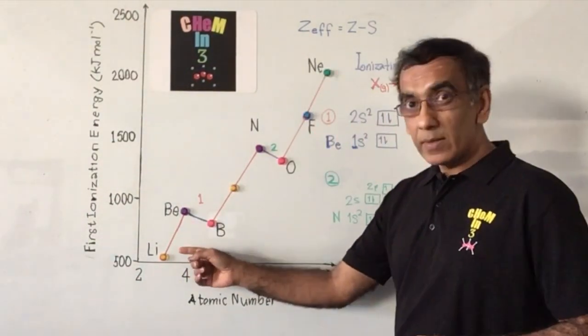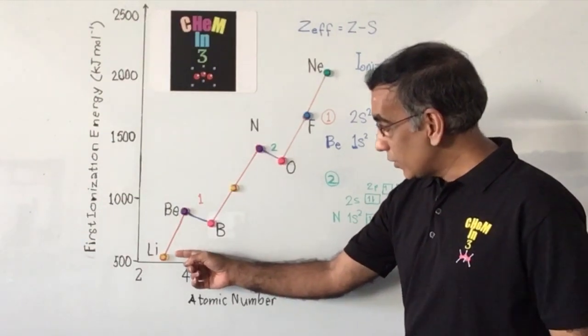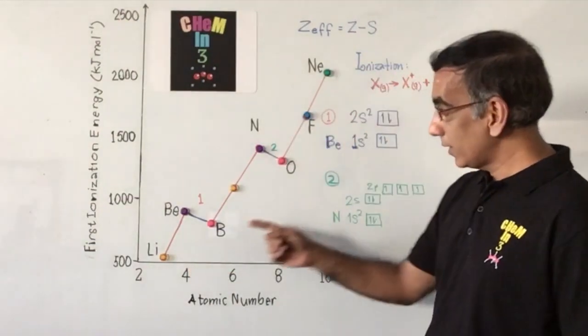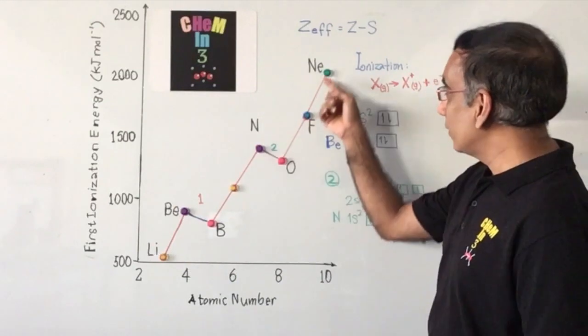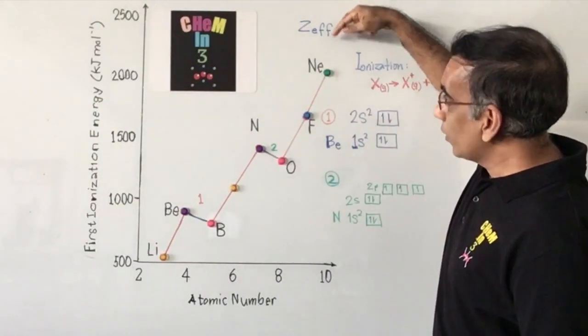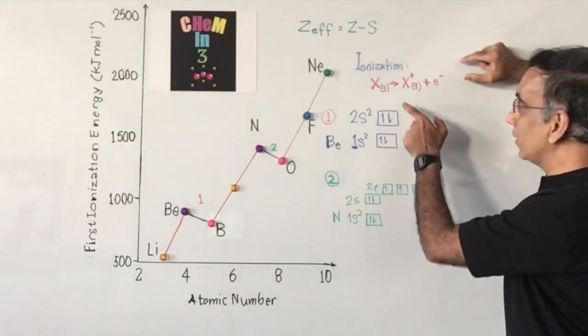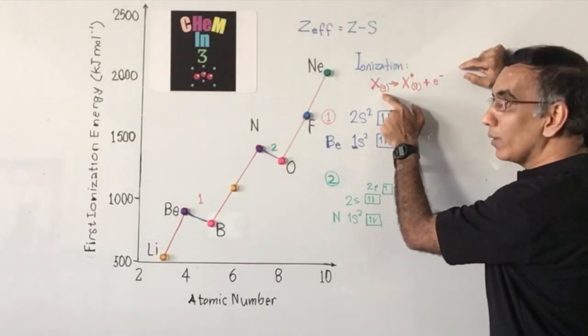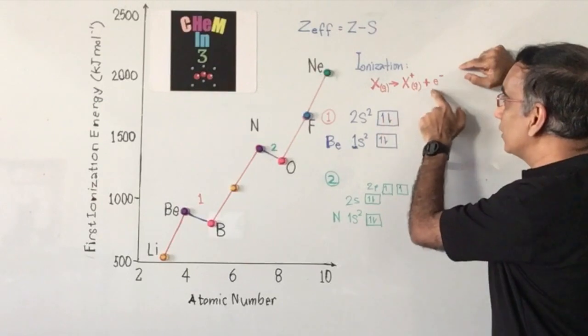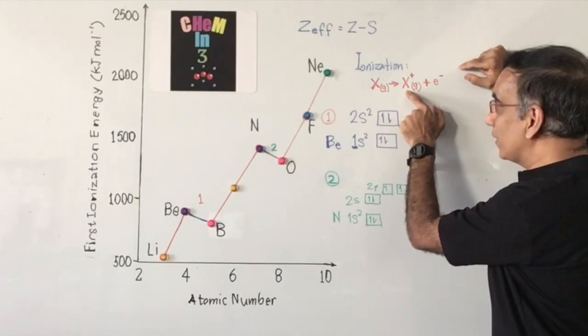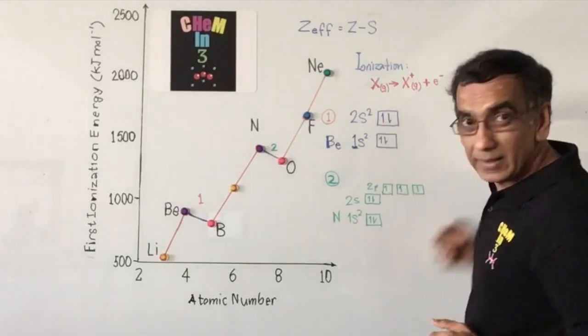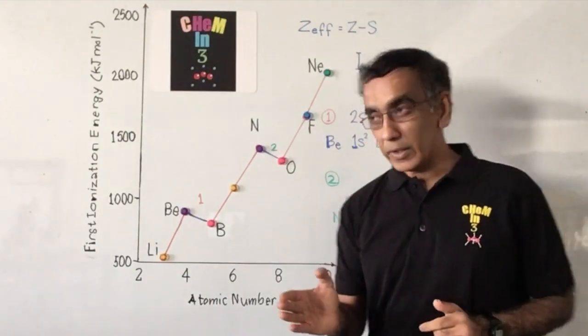Today we look at the trends in first ionization energy as you go across period 2 of the periodic table. The general trend as you go from lithium to neon is one of an increase in the energy required to remove 1 mole of electrons from 1 mole of gaseous ions to give you 1 mole of positively charged ions and 1 mole of electrons. That is the first ionization energy.